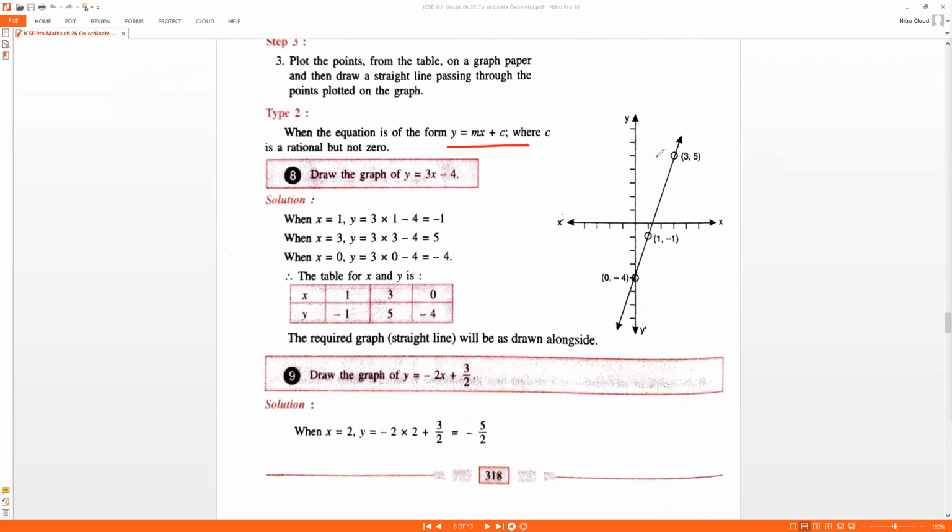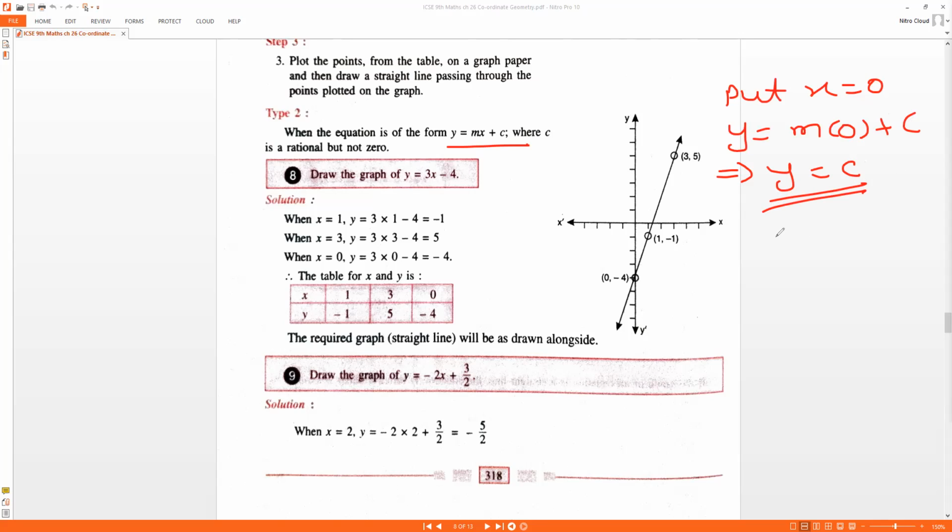Now let us try to understand what c is. What is the significance of c? Now let us say I put x is equal to 0 in this equation. So what do you get? Y is equal to m into 0 plus c. This means y is equal to c. What do you mean, y is equal to c? That means when x is 0, y is c. So this is the point through which the line will pass.